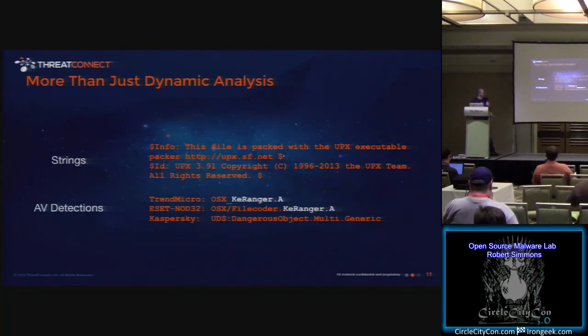What you can see here is some of the AV vendors have very general signatures which don't tell you much. So UDS, dangerous object multi-generic from Kaspersky, so there's not much information there. But Trend Micro and ESET both have named this Key Ranger A, and so some of the AV vendors will share signatures with each other. But also, some of them are very good at making signatures that are very specific to a family of malware or a specific generation of malware.